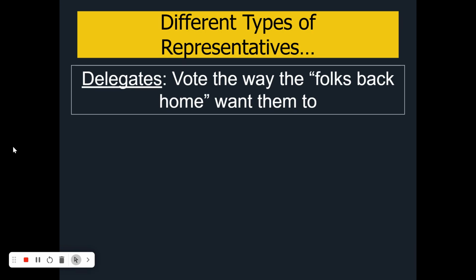All right. So delegates. The delegates are the type of Congress people that always vote the way the folks back home want them to vote. So what does that mean? A delegate is a member of Congress that is always going to vote the way the people want them to vote, right? So maybe the congressperson takes a poll before they actually vote on a law. And even if they disagree with the citizens they represent, they're going to go with what the citizens want because at the end of the day, their job is to represent the views of the citizens.